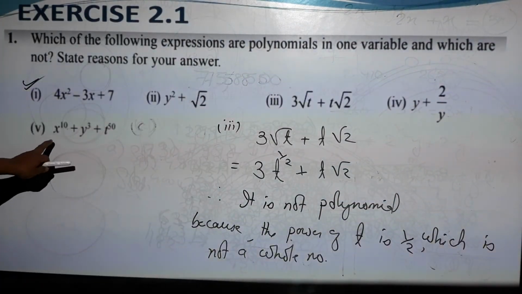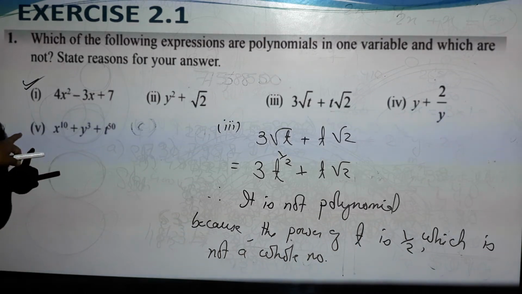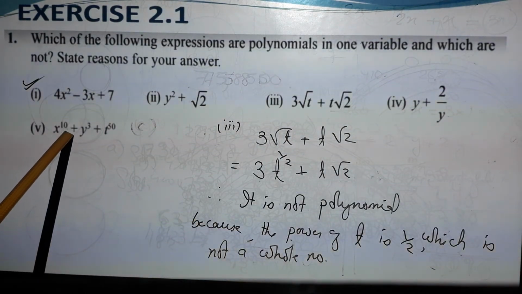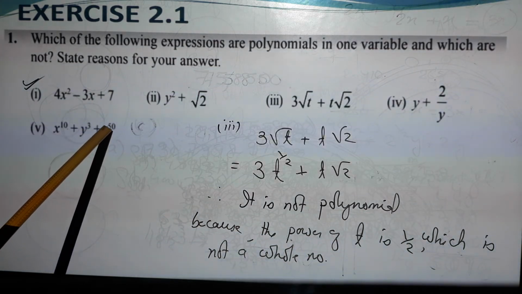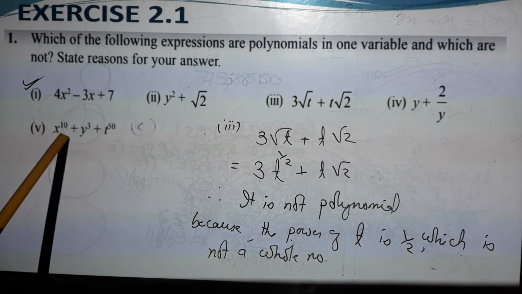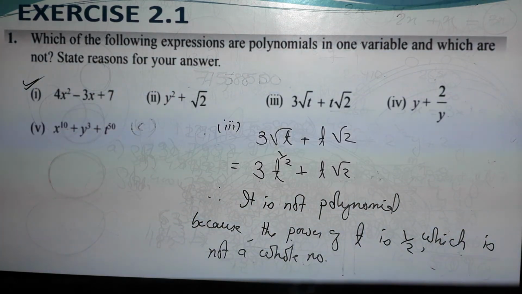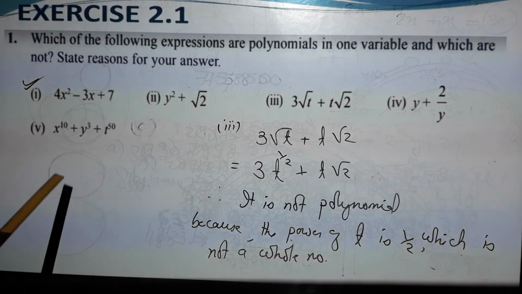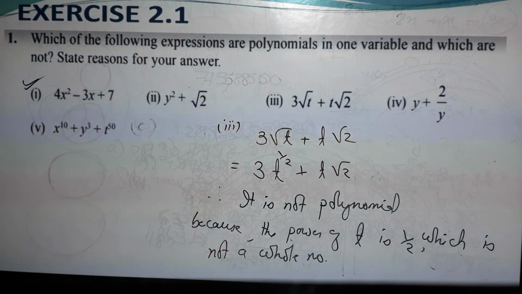Likewise, see the last question, Roman number 5. x to the power 10 plus y cubed plus t to the power 50. Here there are 3 variables, x, y, t. This is of course a polynomial, but it's not a polynomial in one variable. It is a polynomial in 3 variables. So you have to write, this is not a polynomial in one variable because there are 3 variables, x, y, and t.